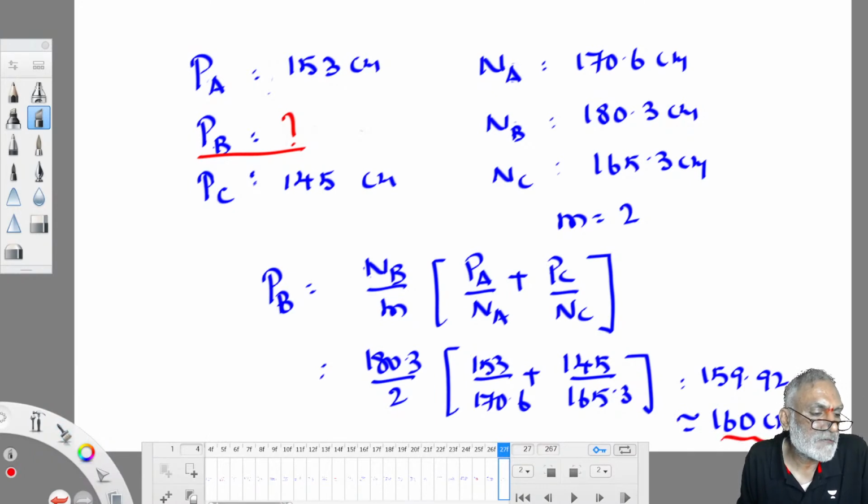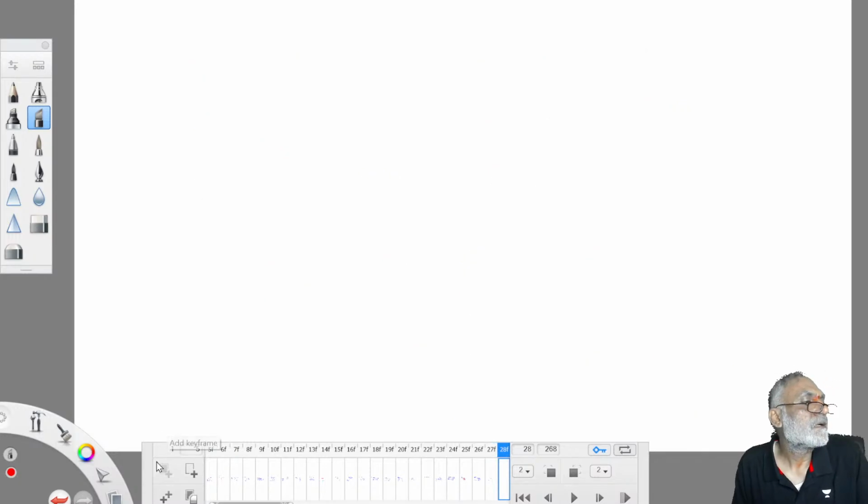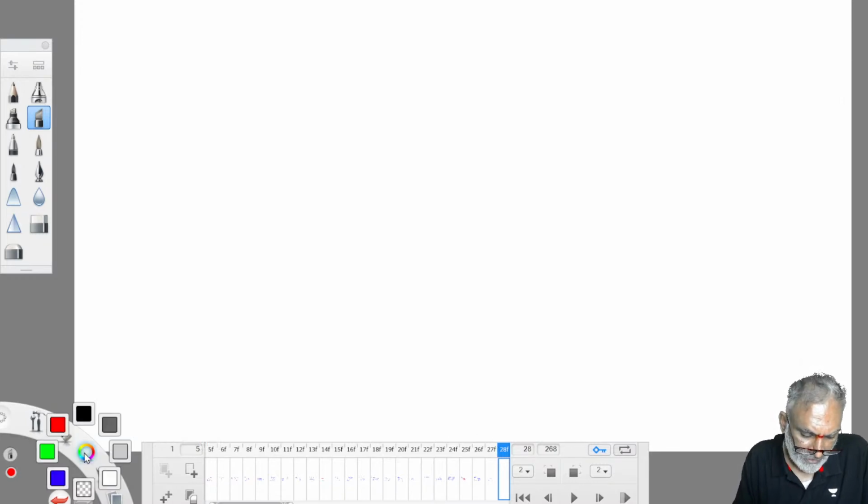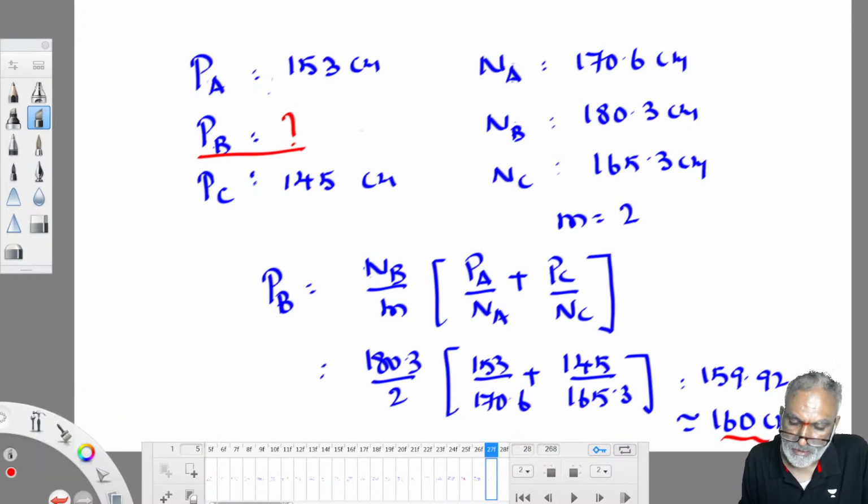Anybody has got 160 centimeter answer? 160 is correct. 159.92 is correct. Covin is right. Jellari, you are wrong. 162 you got. 160 option is also there. That's how they put traps for you. So even if you go wrong, there is one answer matching with your wrong thinking. Okay, now let us clear this question.